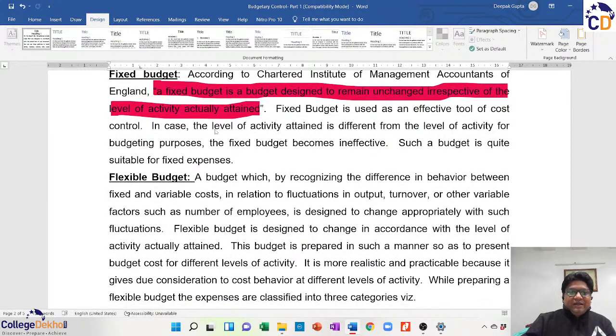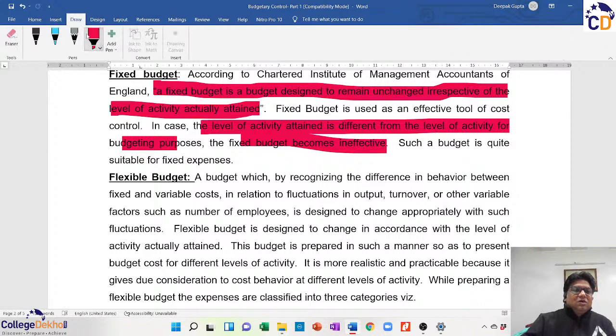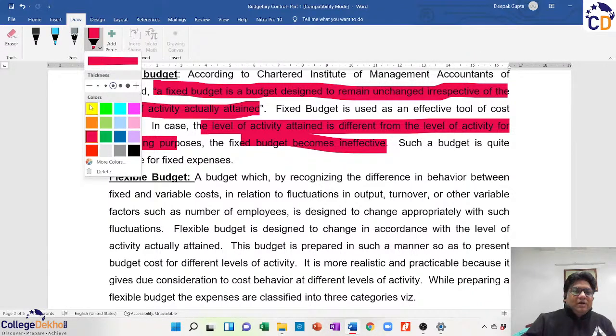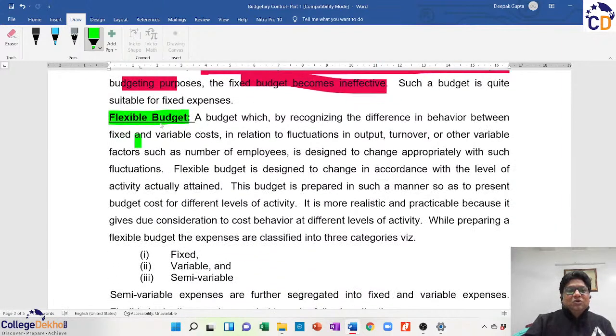Okay, but in case the level of activity is different from the level of activity for budgeting purposes, then the fixed budget becomes ineffective. Therefore such budgets are not used. But when we talk about flexible budgets, that is why I have put the color red, because fixed budgets will not be used. It is the flexible budget that should always be made.